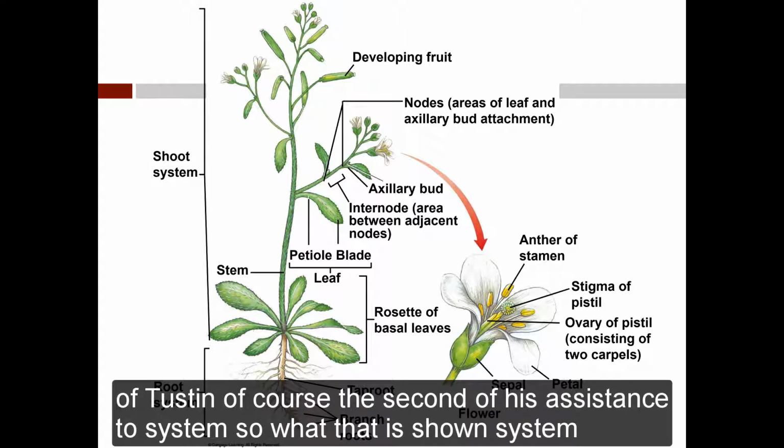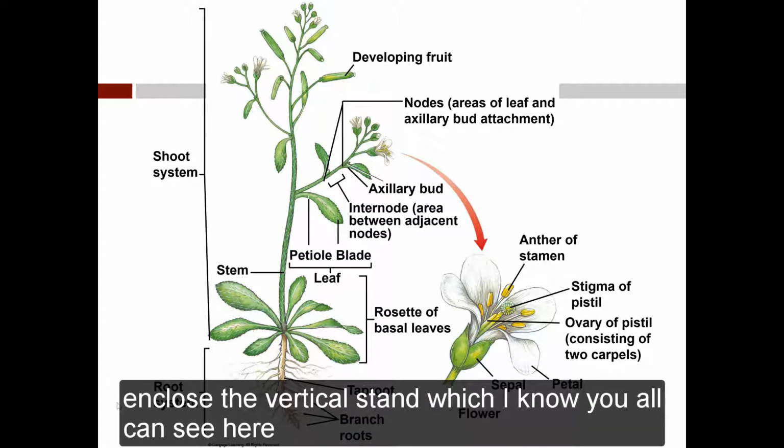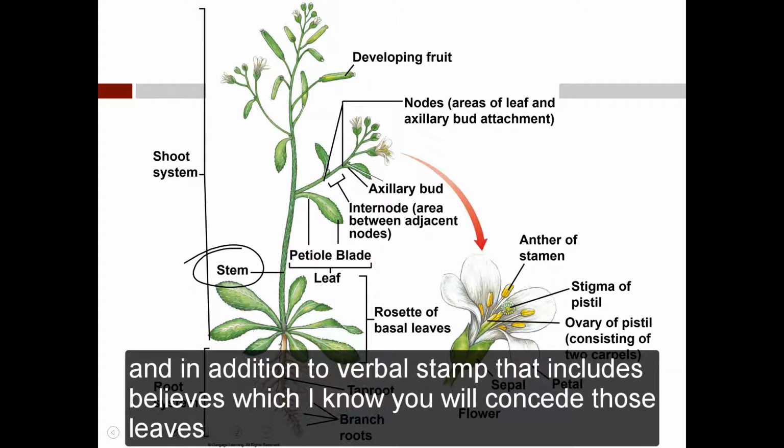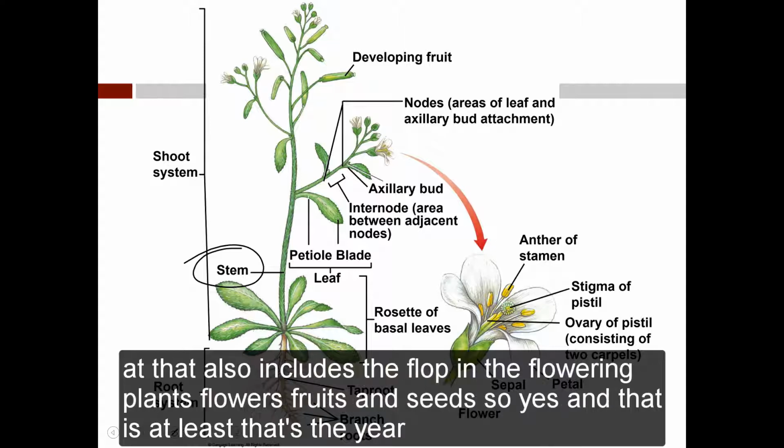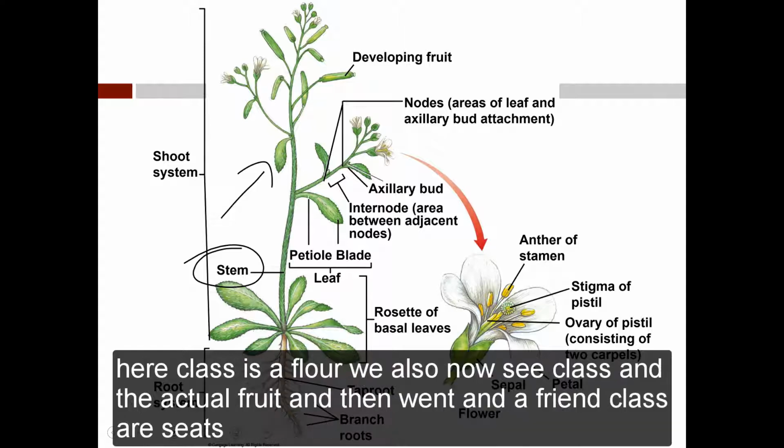So let's get now, of course, to that second of two systems, being the shoot system. With that shoot system, it includes the vertical stem, which I know you all can see here. And in addition to the vertical stem, it includes the leaves, which I know you all can see. And it also includes the flowering plant's flowers, fruits, and seeds. So yes, that is a leaf, that's there. Here, class, is a flower. We also now see, class, the actual fruit. And then within the fruit, class, are seeds.